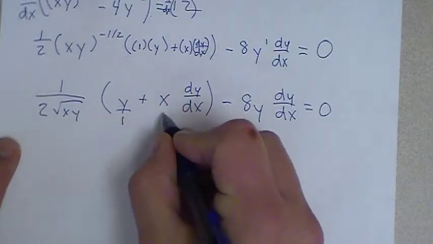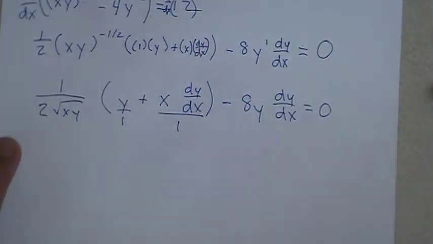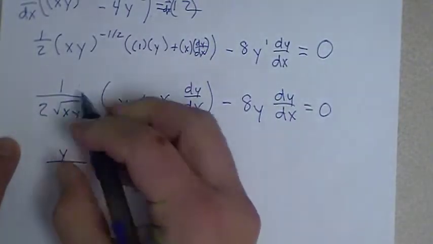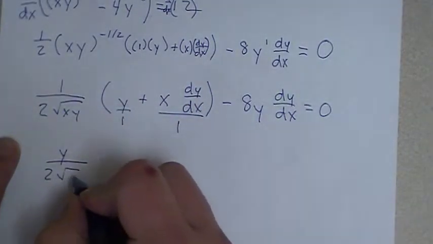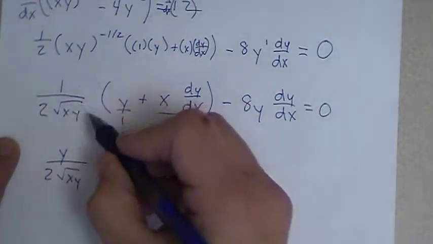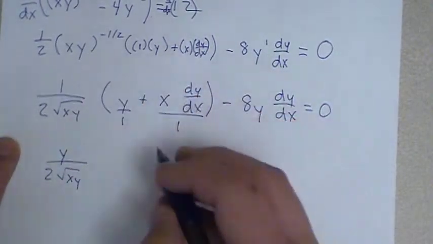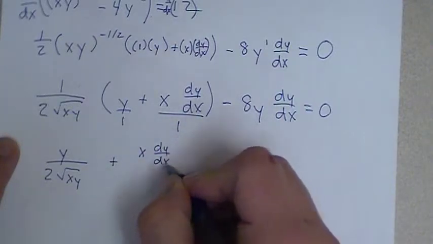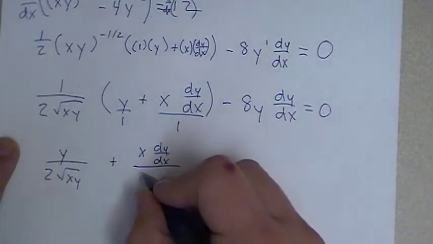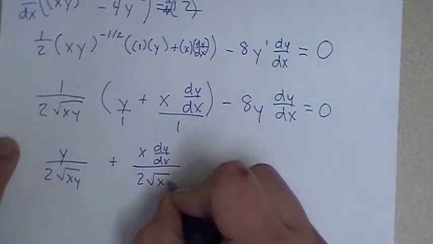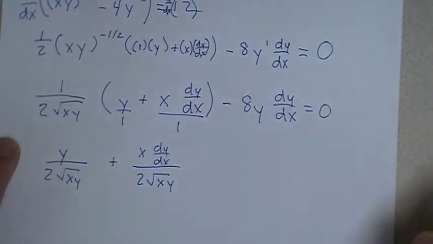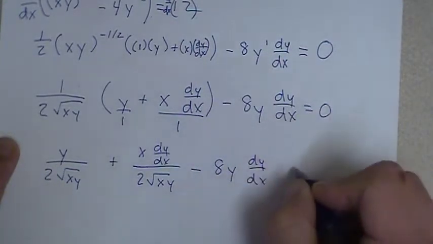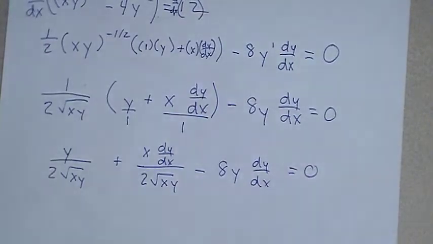Like these two fractions right here are both over 1. So whenever I do the distribution, top times top is going to give me y, and then bottom times bottom is going to give me 2 square root of xy. And then if I distribute into the second piece, 1 times x dy dx is going to leave me with x dy dx. And then bottom times bottom is going to leave me with 2 square root of xy. Still have minus 8y dy dx here.